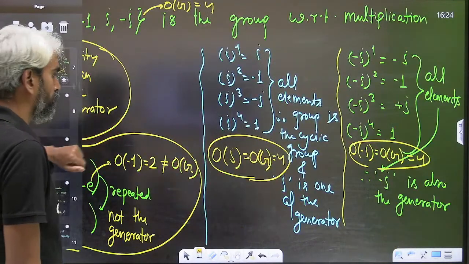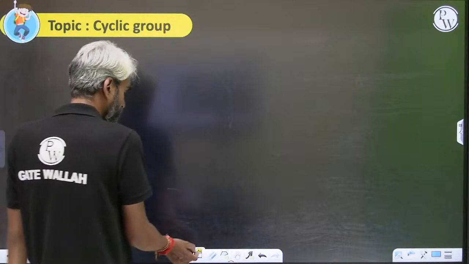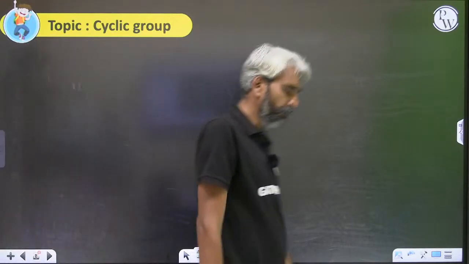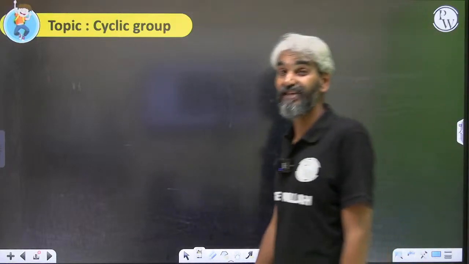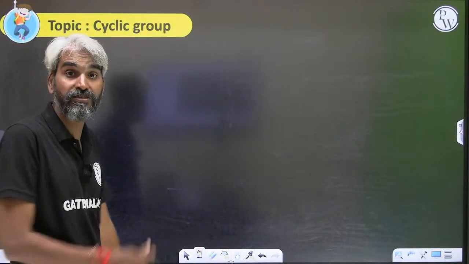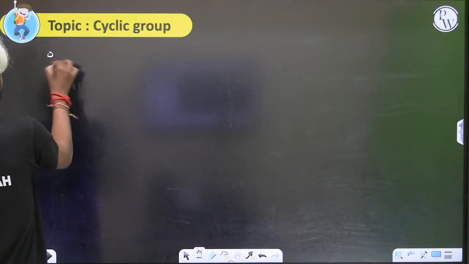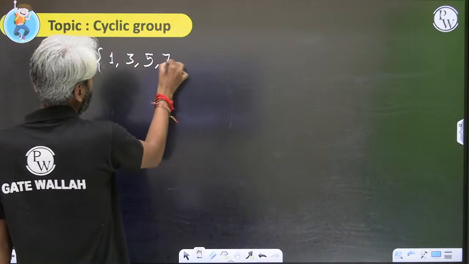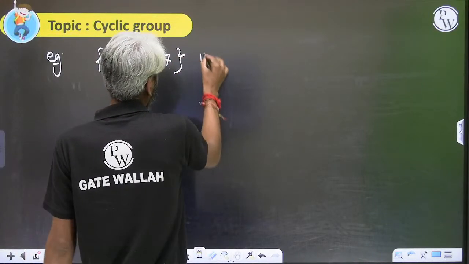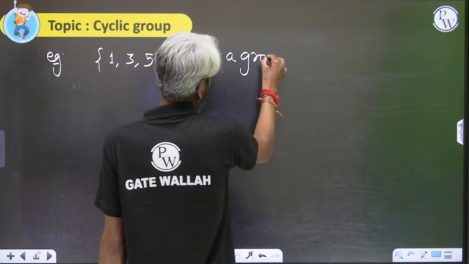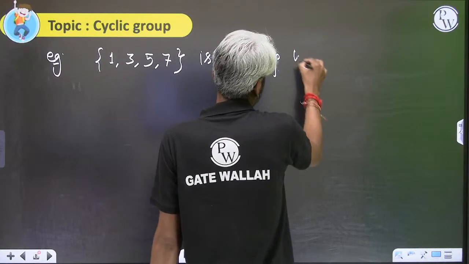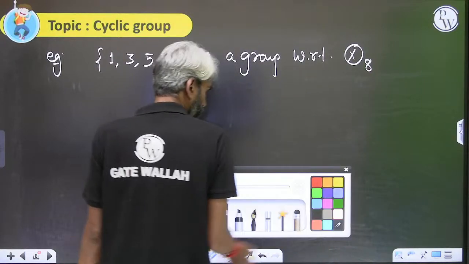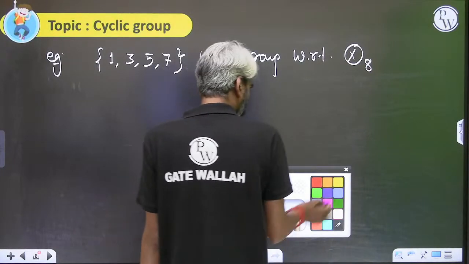So we have reached up to this particular point. Now, just look at this. Sir, you have given enough examples of groups which are cyclic. Can you please give us an example of a group which is not cyclic? Please try to understand. 1, 3, 5, 7 is a group with respect to multiplication modulo 8. Check whether the group is a cyclic group or not.